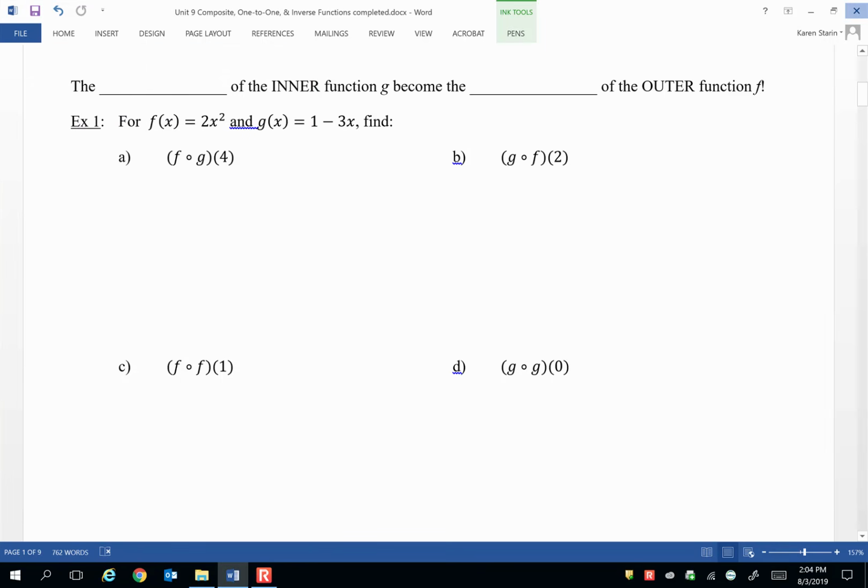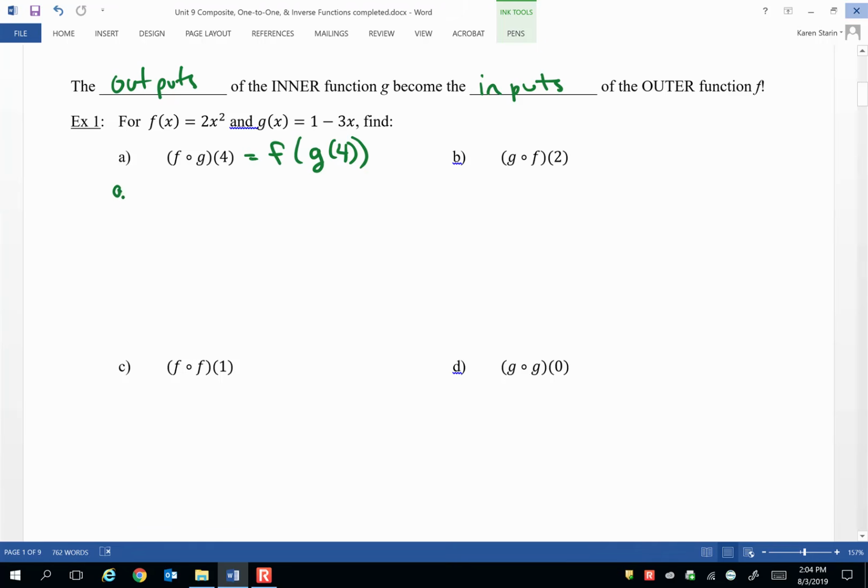Example 1, we're going to take the outputs of the inner function g, and they become the inputs of the outer function f. So f of x is 2x squared, and g of x is 1 minus 3x. So we're going to find f composed with g of 4. So remember, we can think about this in function notation as f of g of 4.